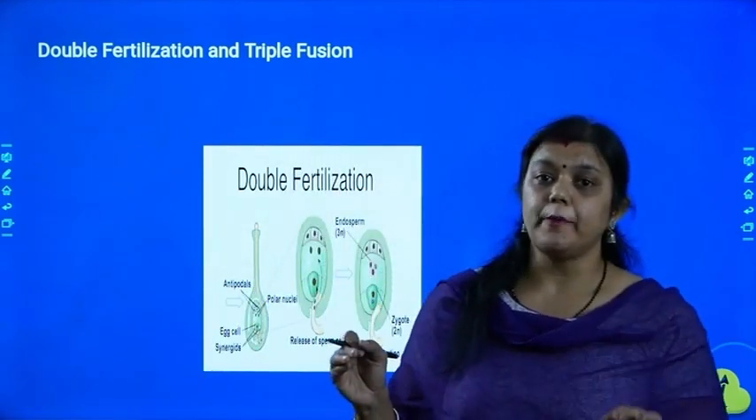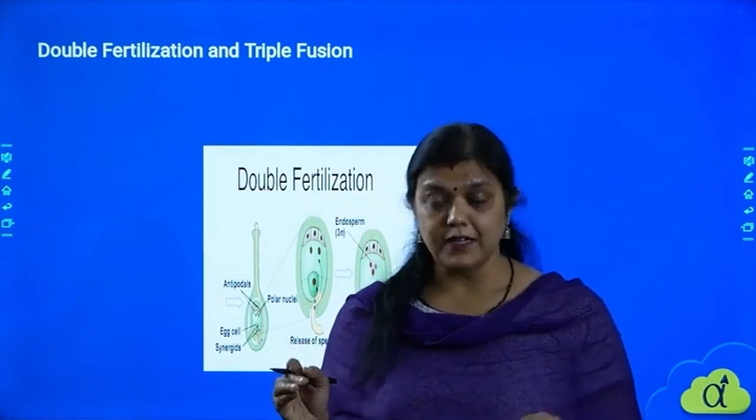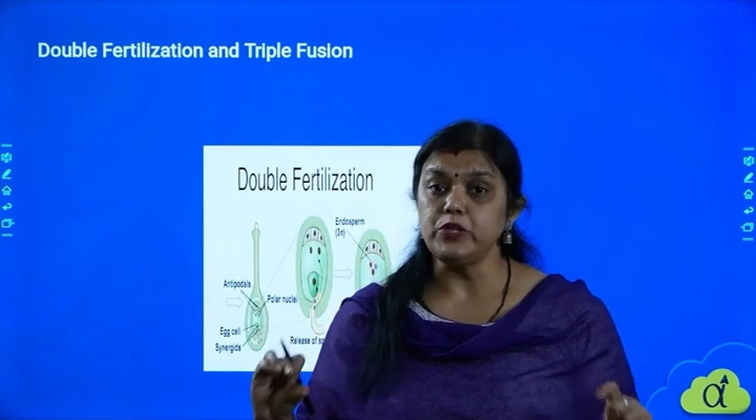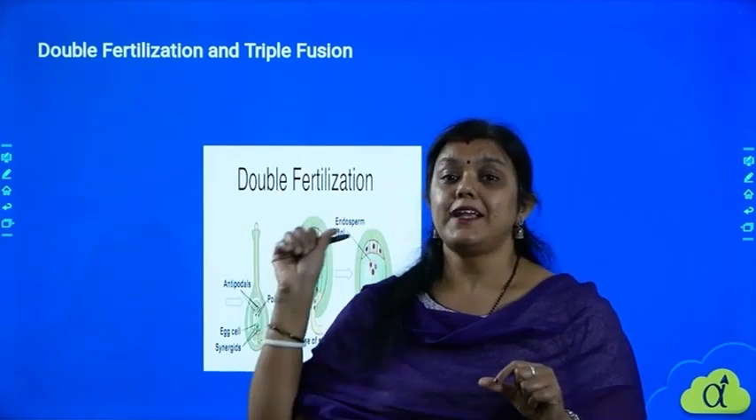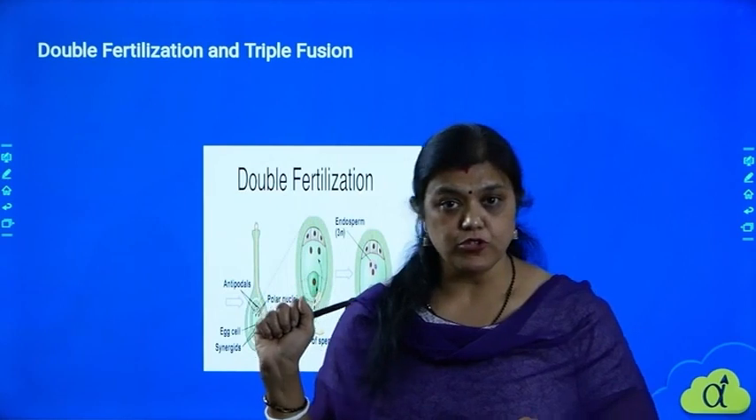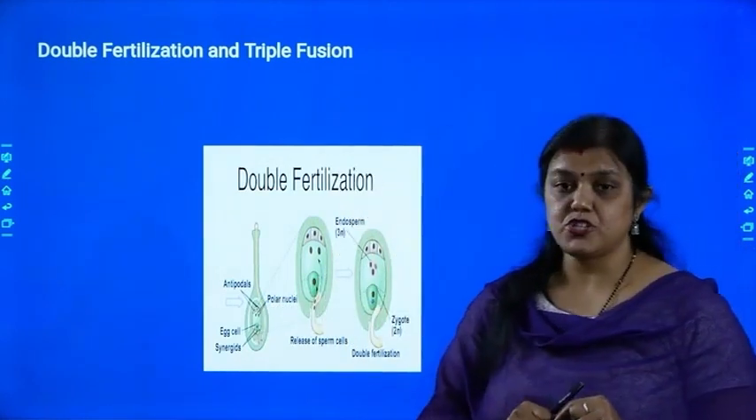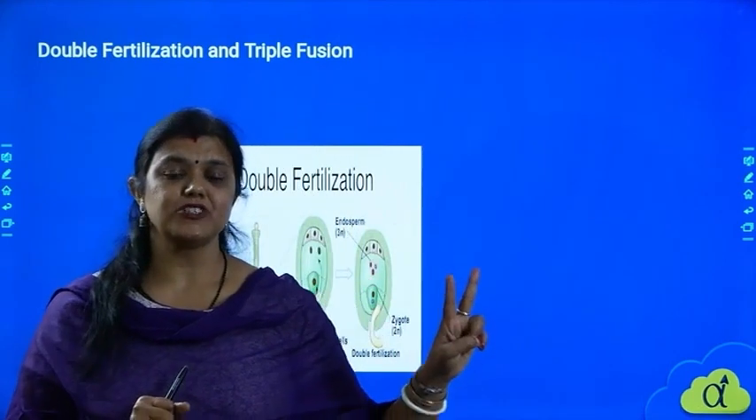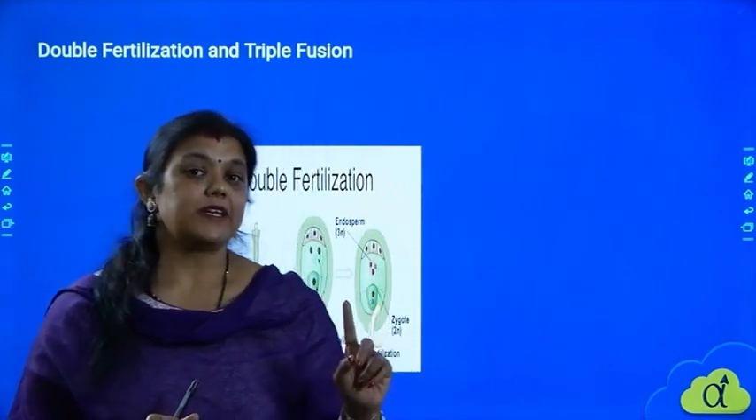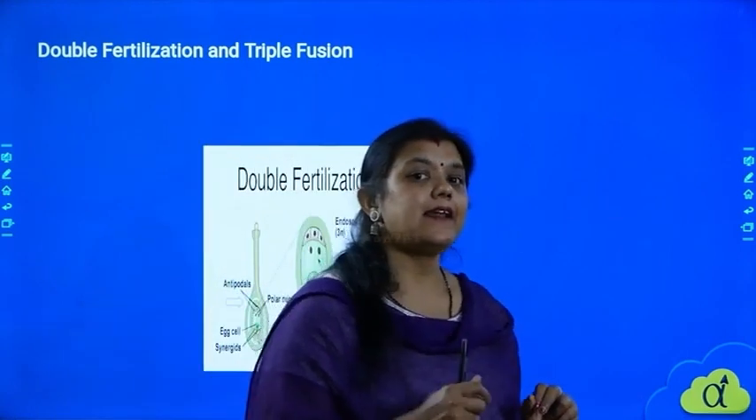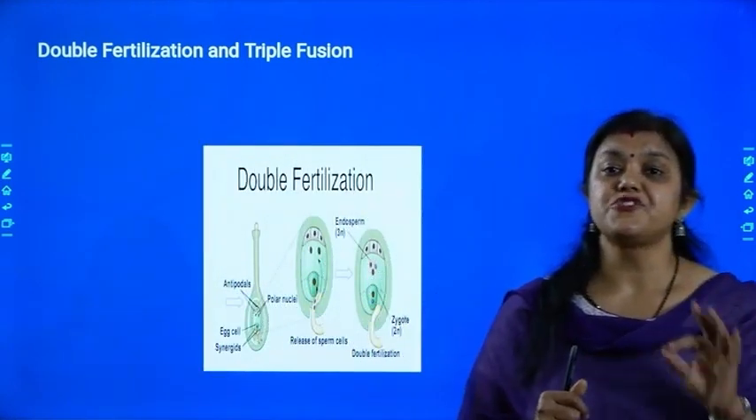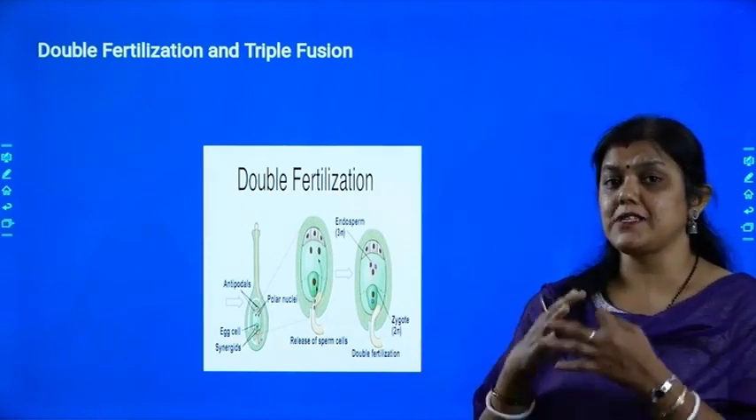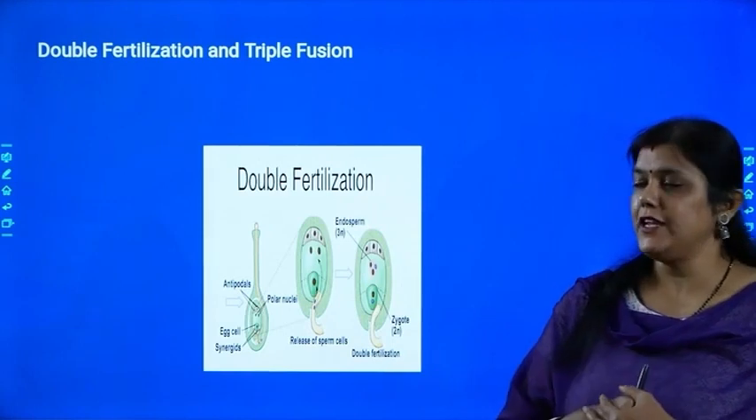So now when we talk about the fertilization events in plants, we have to speak about one very, very important phenomenon which is unique in plants, that is double fertilization and triple fusion. What is double fertilization and triple fusion? Here, as you see, fertilization is happening twice. That is why it is called double fertilization. And there is one more term added, triple fusion. Why is it triple fusion? Why does fusion happen thrice? I'll tell you that.